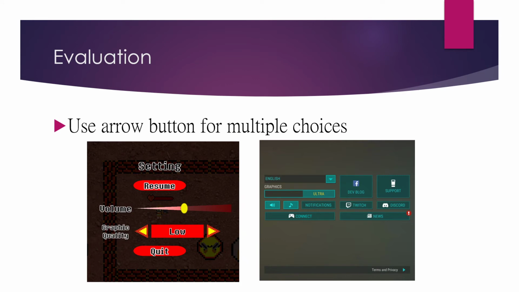Alright, setting menu. And as for setting menu, if there's a multiple choice in the setting menu, arrow buttons should be used for choosing and changing the choices on the setting menu, because it allows players to change the setting accurately.